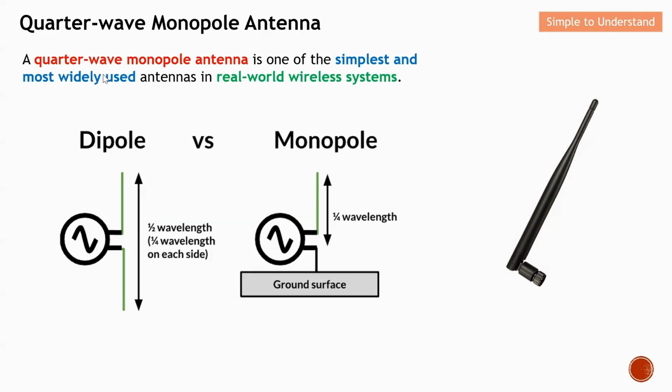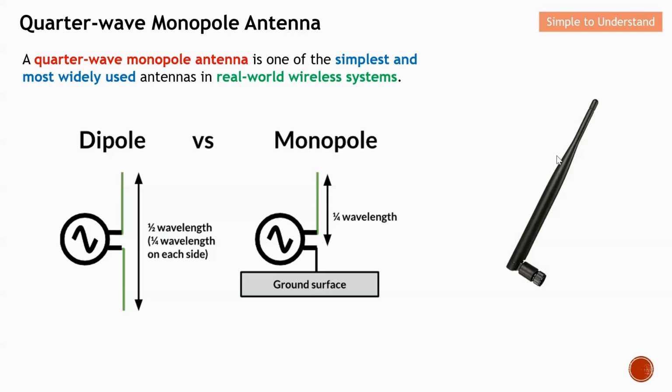A quarter wave monopole antenna, in fact, is one of the simplest and also the most widely used antenna in real-world wireless communication system. The diagram on your right actually shows you a picture of quarter wave monopole antenna. So I guess this antenna you should be very familiar with. It is widely used, for example, in Wi-Fi router, walkie-talkie, and also many forms of radio communication.